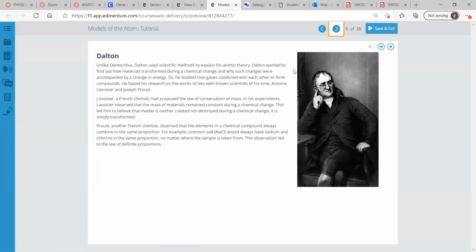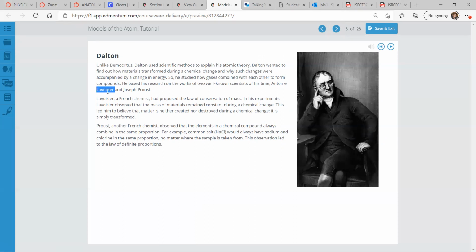So, unlike Democritus, Dalton used scientific methods to explain his atomic theory. He wanted to find out how materials transformed during a chemical change and why such changes were accompanied by a change in energy. So he studied how gases combined with each other to form compounds. He based his research on the works of two well-known scientists of his time, Antoine Lavoisier and Joseph Proust.